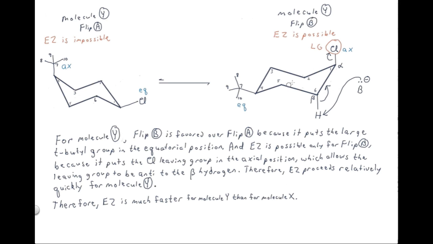Remember that because this picture is favored, just to make up some numbers for illustrative purposes, we might say that the molecule is going to spend 99% of its time in this picture, and maybe only 1% of its time in this picture. So it's almost always going to be in this chair flip, and during that 99% of the time that it's in this chair flip, it will also be possible for the molecule to do an E2 reaction. The only times it will be impossible for the molecule to do the E2 reaction are the rare 1% of the time, say, when it's in this less stable chair flip. So E2 is definitely going to be a relatively quick reaction for molecule Y.